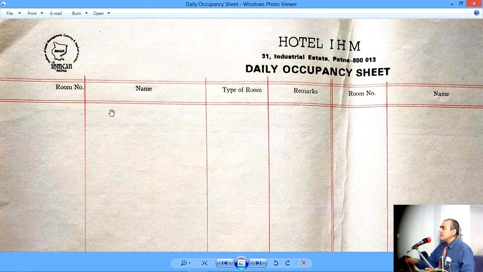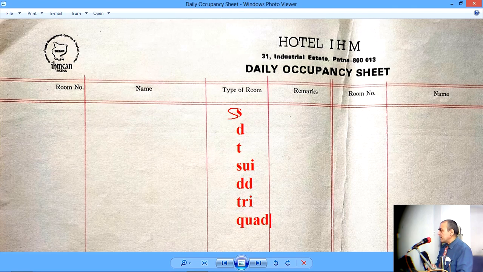Names would be written here. Type of room, of course, single or double, that we would mention here. Let me use typing. The types of room that we could have here: first one is single, second one would be double, third one would be twin. Then we would have something like suite, and then things like double-double, triple, quadruple, and so on and so forth. So type of room could be entered like this.